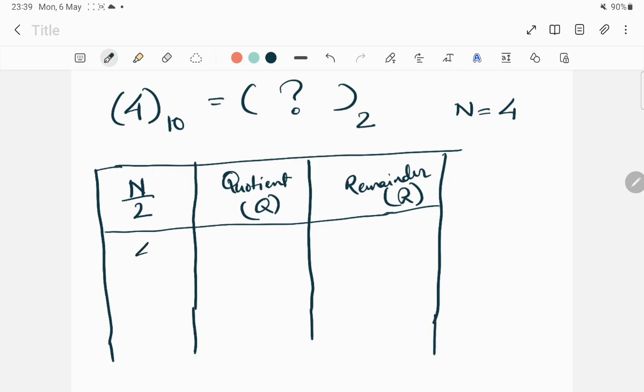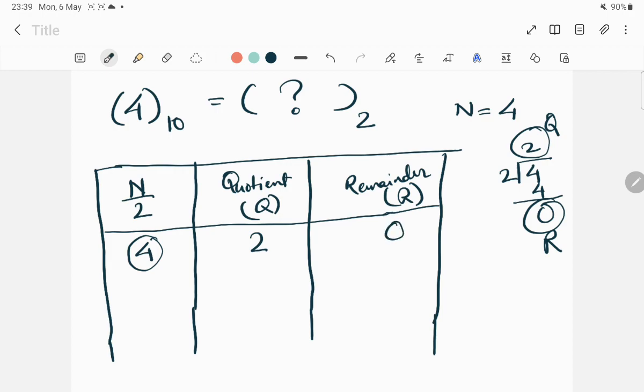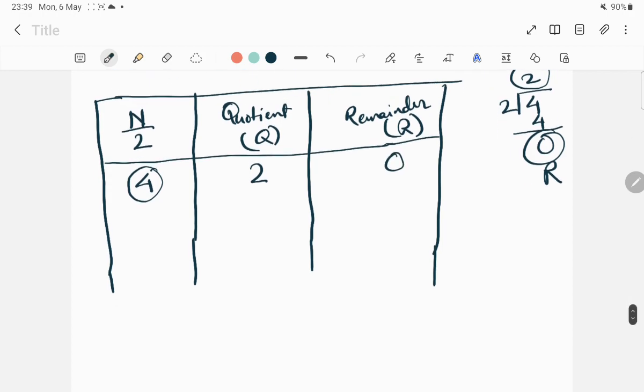So first we have 4. If I divide this 4 by 2, 2 2s are 4, so the remainder is 0. This is our quotient and this is our remainder. So the quotient is 2 and the remainder is 0. Next step is we bring the quotient here. Now we have 2.